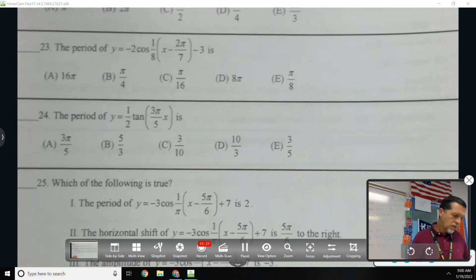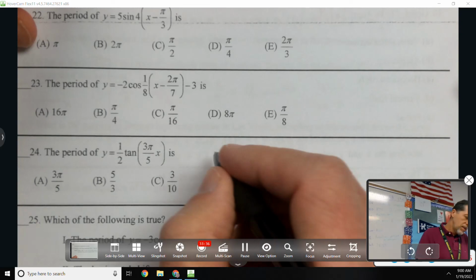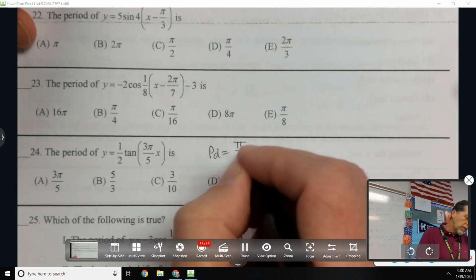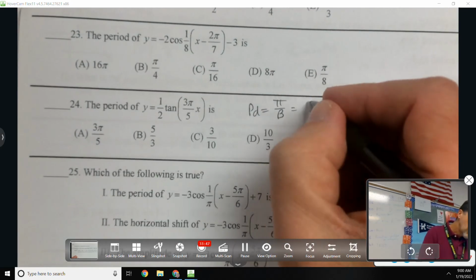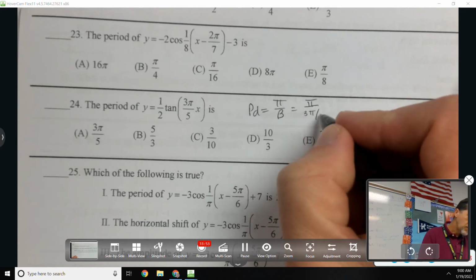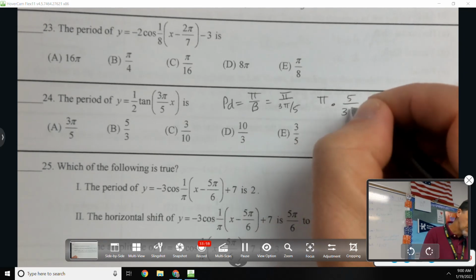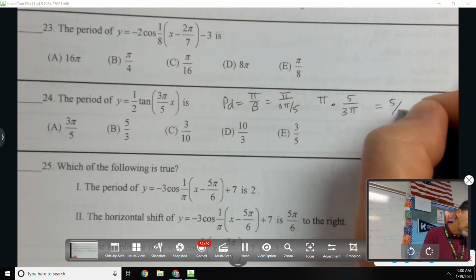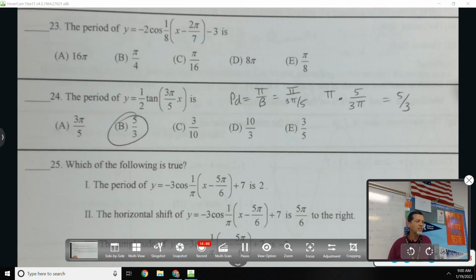Number 24. Period of a tangent problem. How do we find the period of a tangent problem? Pi over b. All the other ones, it felt like were 2 pi over b. Right? Sine and cosine are 2 pi. Tangent is pi. So pi over, this one would be fun, pi over 3 pi over 5. I think I would keep it, change it, flip it on that one, to hopefully prevent myself from messing up the fractions.